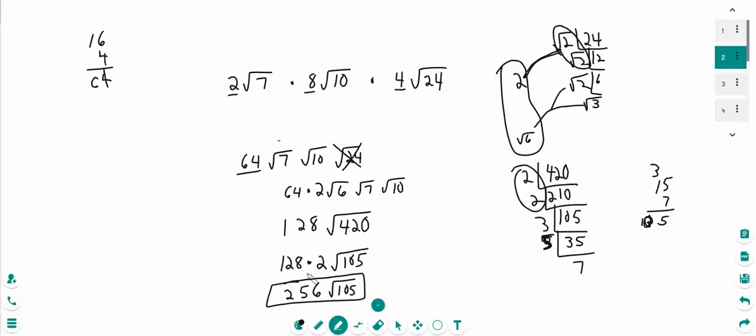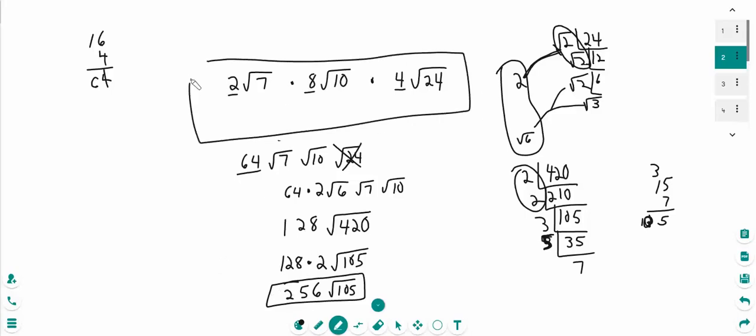All right, there we go. So that is not only the product of these radicals here, it's also the simplified product of those radicals. Okay, so hopefully that makes sense.